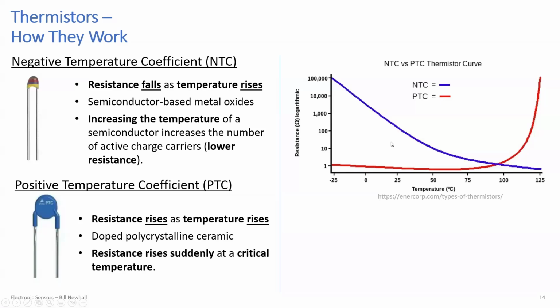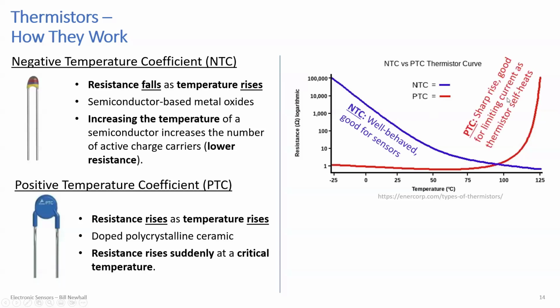NTC thermistors are used as temperature sensors. So they're well behaved. They're good for sensors. PTCs have this sharp rise, and they're actually good as current limiters. Because of this sharp rise in resistance with temperature, if the PTC has a lot of current going through it, it has a self-heating effect, so the thermistor itself gets hot. As it gets hot, the resistance goes up, it gets hotter, and the resistance goes high, so it stops the current. So you can use these PTCs as current limiters in a device.